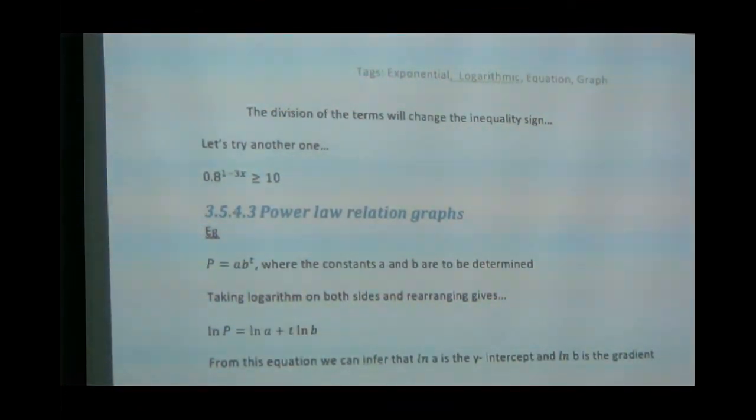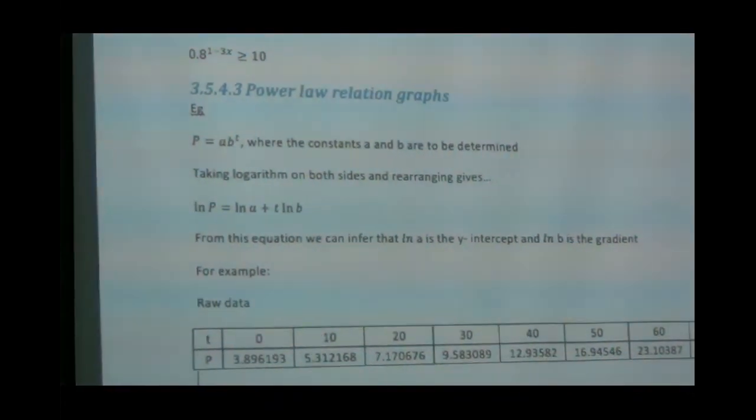The last application is in power law relation graphs.